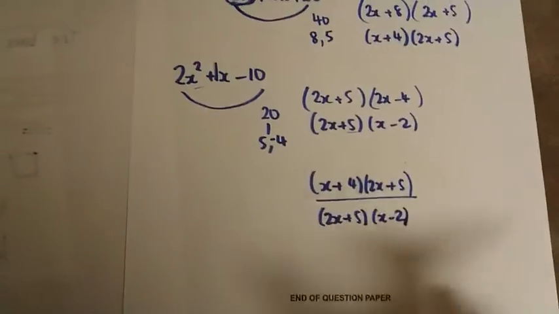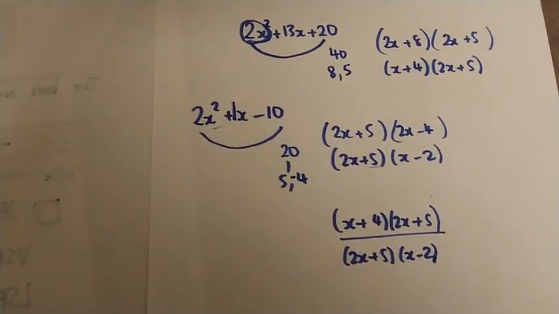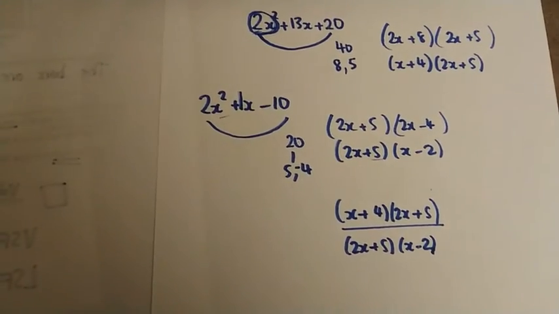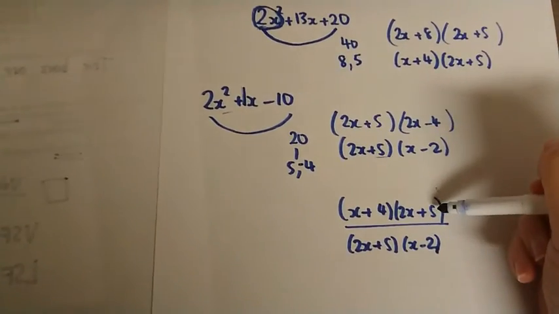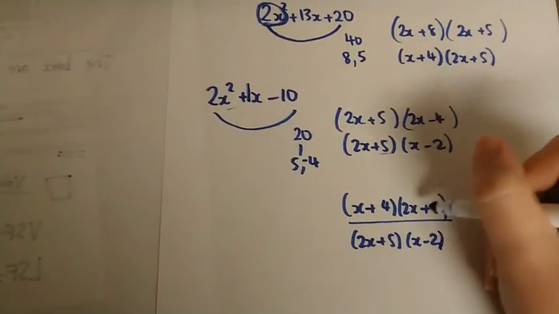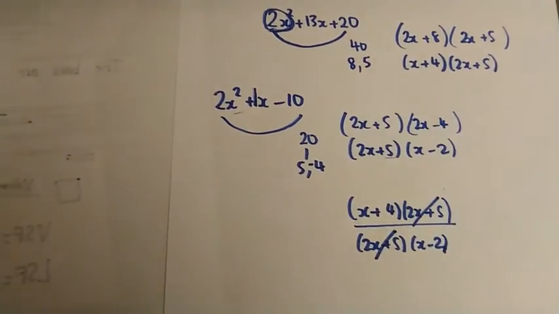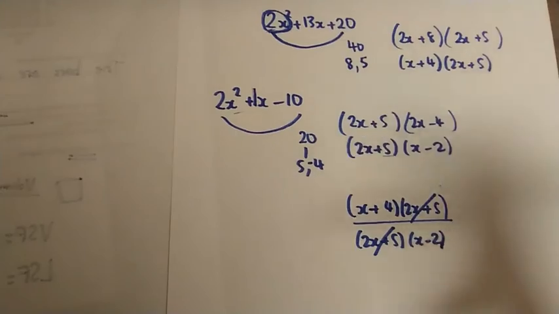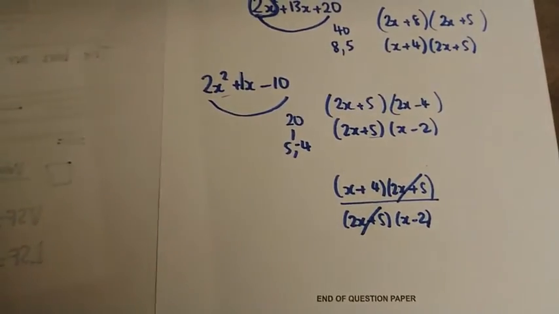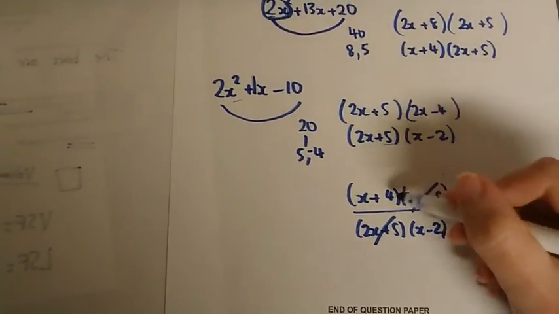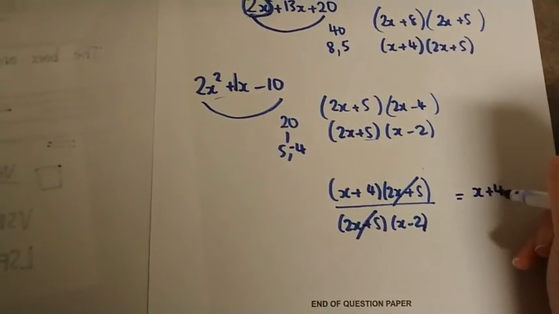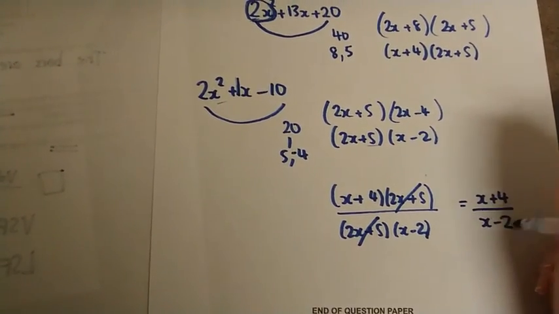Now a sure way that you've done it correctly is if you have the same bracket on the top and the bottom. If you don't, chances are something's gone wrong. So you can see here I've got 2x plus 5, 2x plus 5. That means they will cancel out because you're doing that divided by that. So you just get 1, so it just cancels out. And then you just write what you're left with. So x plus 4 over x minus 2.